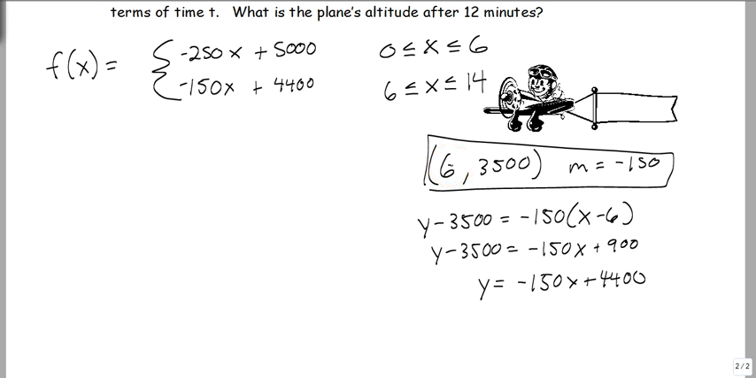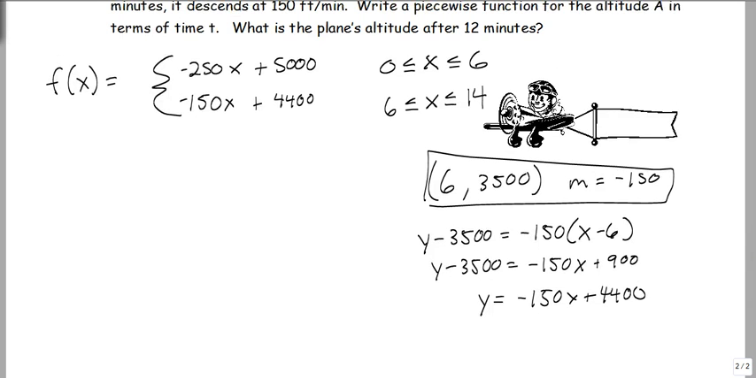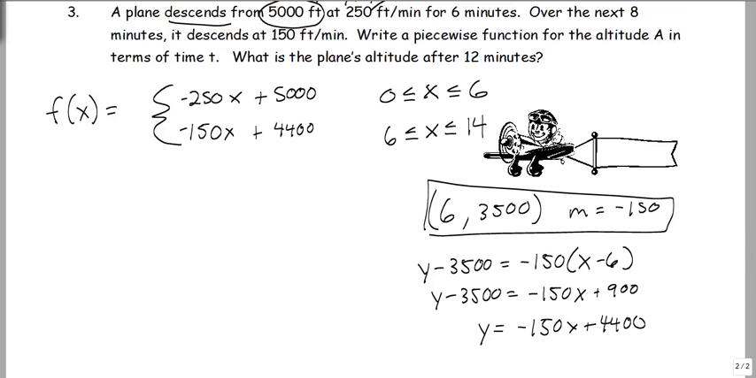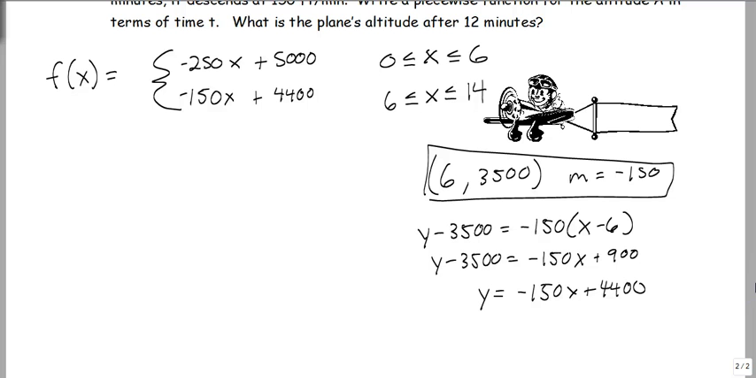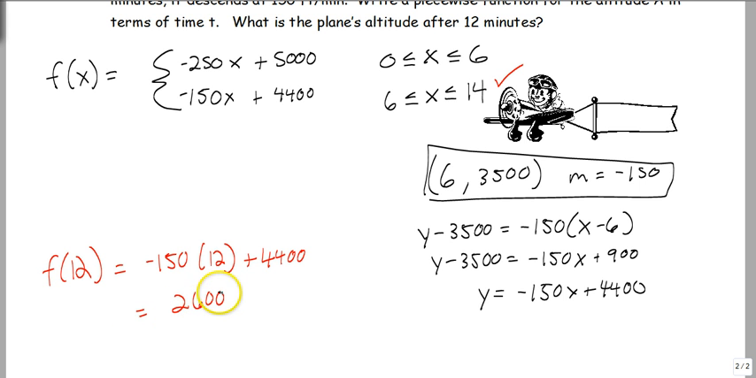Okay. So we now have our piecewise function. We have two equations that meet the requirements, and we're good. And then it just says, what is the plane's altitude after 12 minutes? Well, look on your chart. 12 falls in this range here, in this domain, I should say. So we use that function. So f of 12, and we did this yesterday, is negative 150 times 12 plus 4,400, and you should get that equal to 2,600 feet.